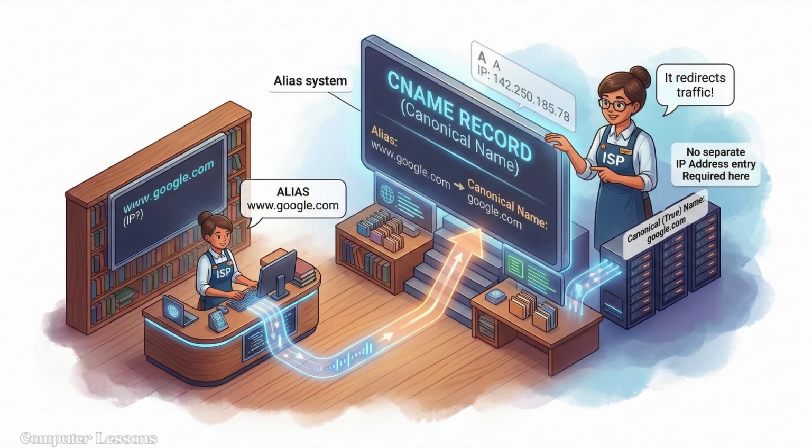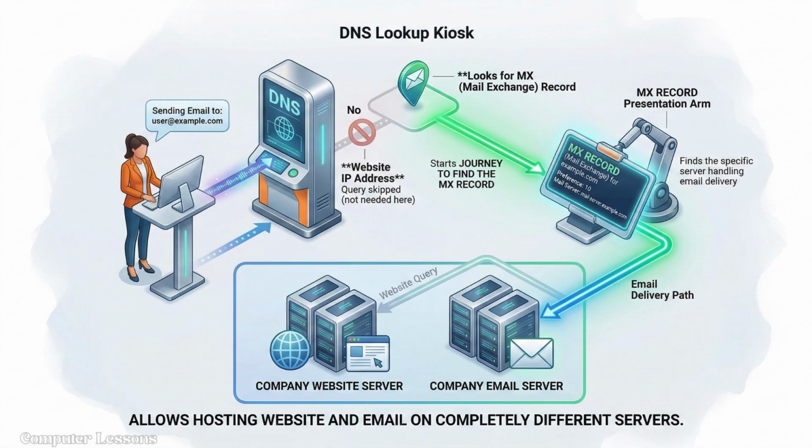For email, we use the MX record, or mail exchange. When you send an email, the mail server doesn't look for the website IP. It looks for the MX record to find the specific server handling email delivery. This allows a company to host its website on one server and its email on a completely different one.